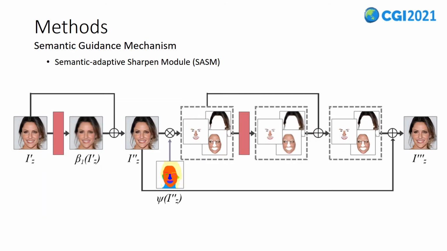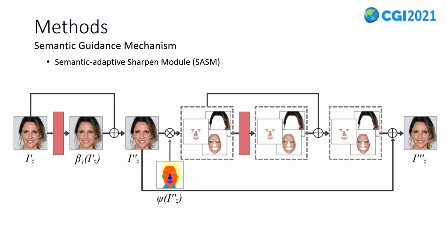Second, we propose a semantic guidance mechanism. To enhance sharpness in reconstructed images, we propose a semantic adaptive sharpen module. This module consists of two Gaussian blurring layers to conduct an unsharp masking sharpening algorithm. Given the image feature map, the first step sharpening result can be calculated by subtracting the blurry image from the input.